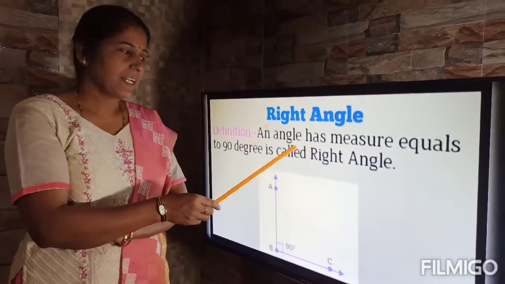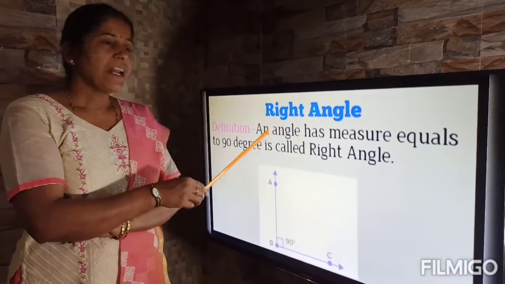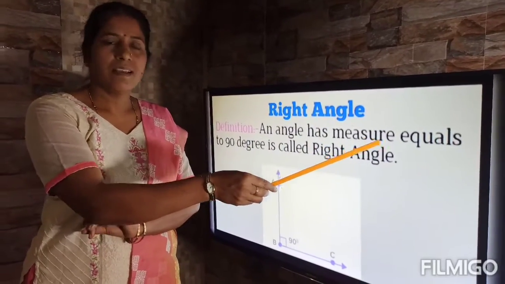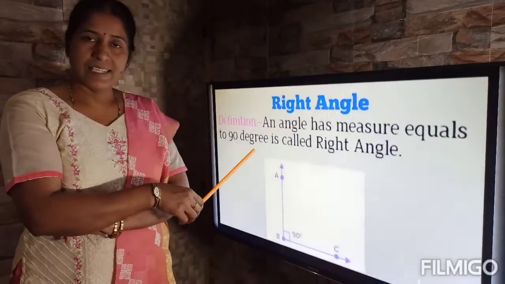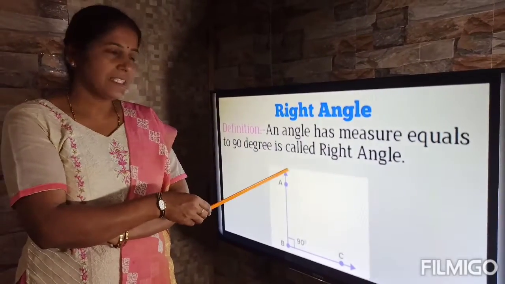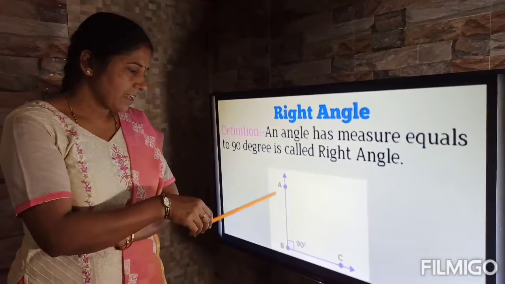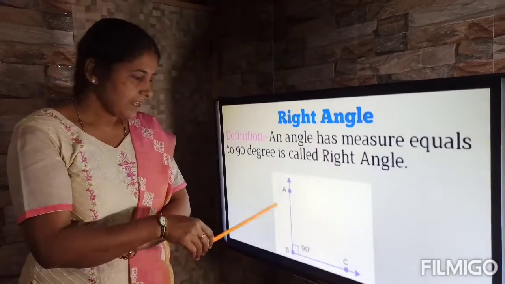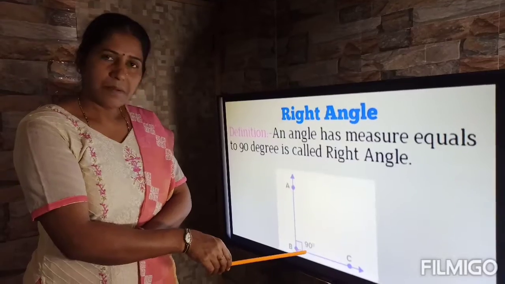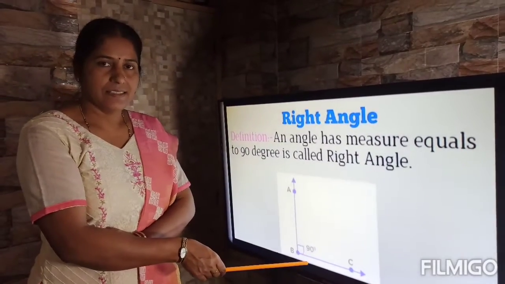Next is a right angle. Definition: an angle that has a measure exactly equal to 90 degrees is called a right angle. See, this angle ABC is a right angle that has a measurement of 90 degrees.